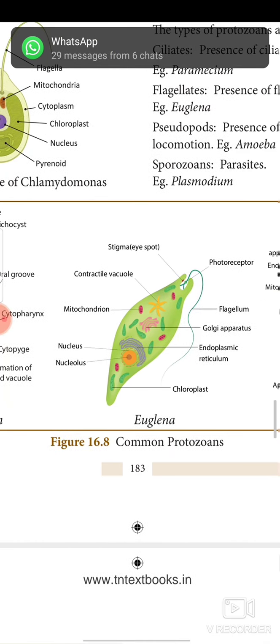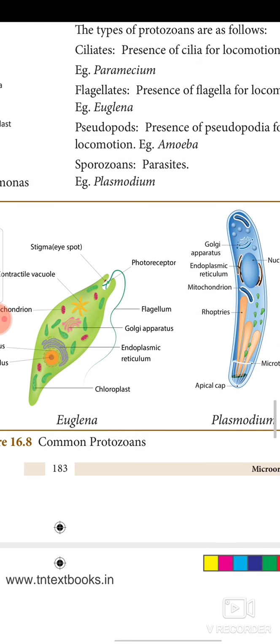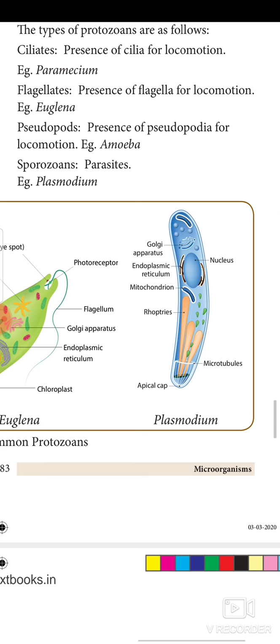Presence of flagella for locomotion. This is the flagellum, as you saw in the case of Chlamydomonas. This is Euglena, an example. Presence of pseudopodia for locomotion. Pseudo means false. The cell structure itself turns like a leg for locomotion. At other times it will not act as a leg. Example, amoeba. You are going to see about amoeba in this lesson.